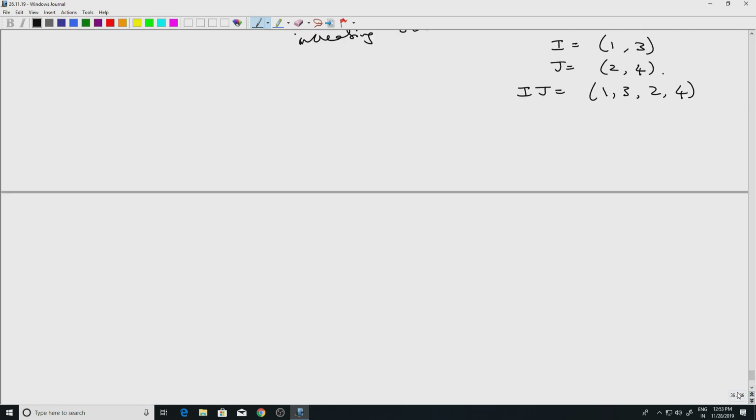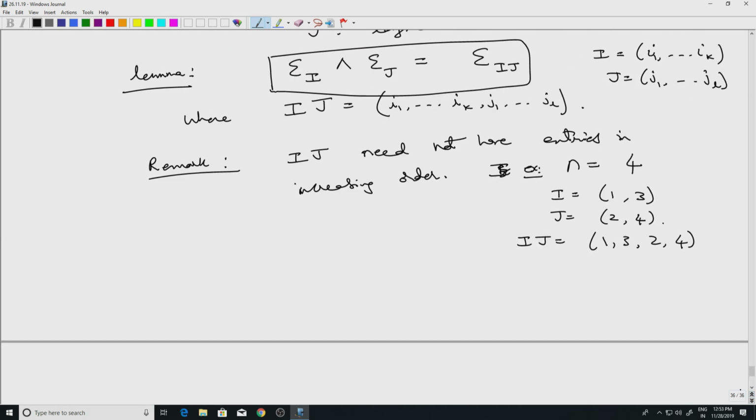Now, okay, so let's prove this. As usual, both sides in this lemma are K plus L forms. It's enough to evaluate this on K plus L basis vectors, to see that we get the same thing on both sides.